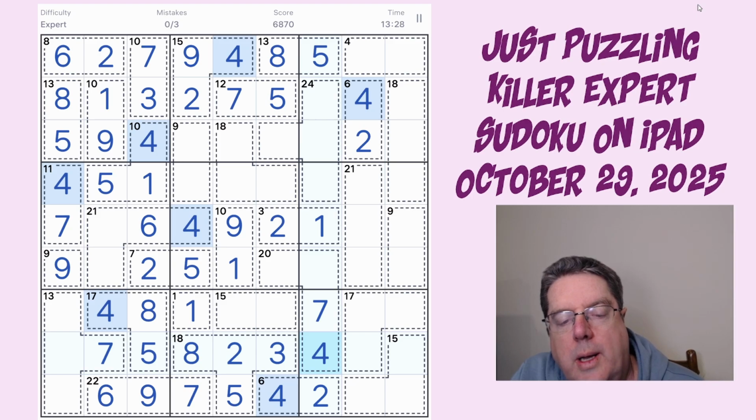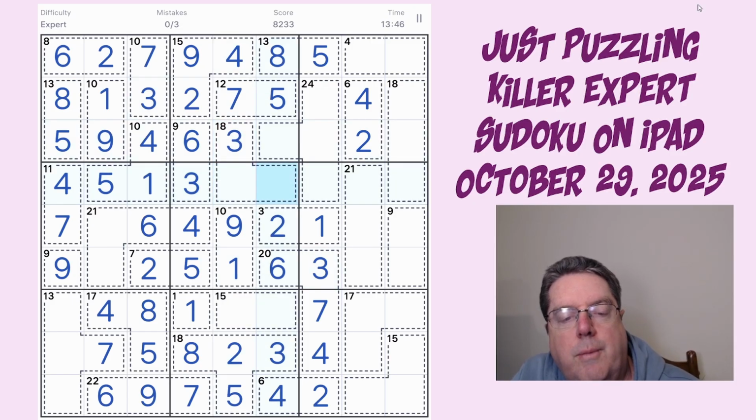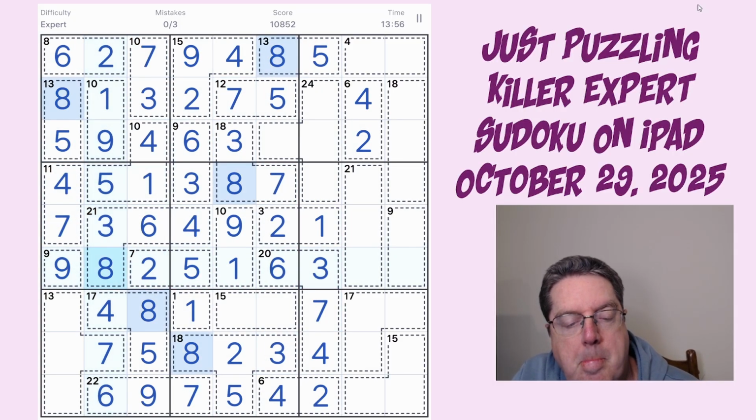For 9, can't be 1, 2. Can't be 4, 5. So this is 3 and 6 here. 3 can't be here, so that's a 6, leaving this to be a 3. 6 can't be here, so this is a 6, leaving this to be a 3. As I said, this has to be a 3 here. So this is going to be 7 and 8, because this is 15. 18 minus 3 is 15. 7 can't be there, so this is an 8, leaving this to be a 7. 3 can't be here, so this is a 3, leaving this to be an 8.